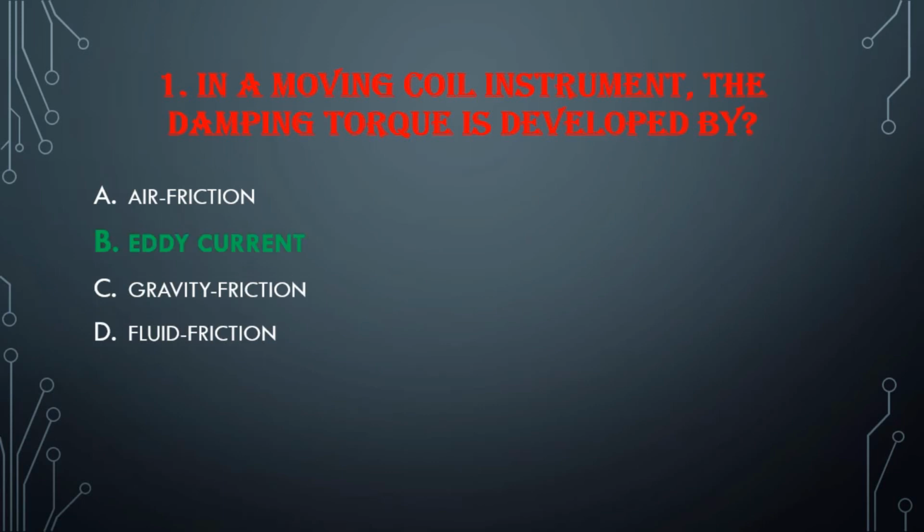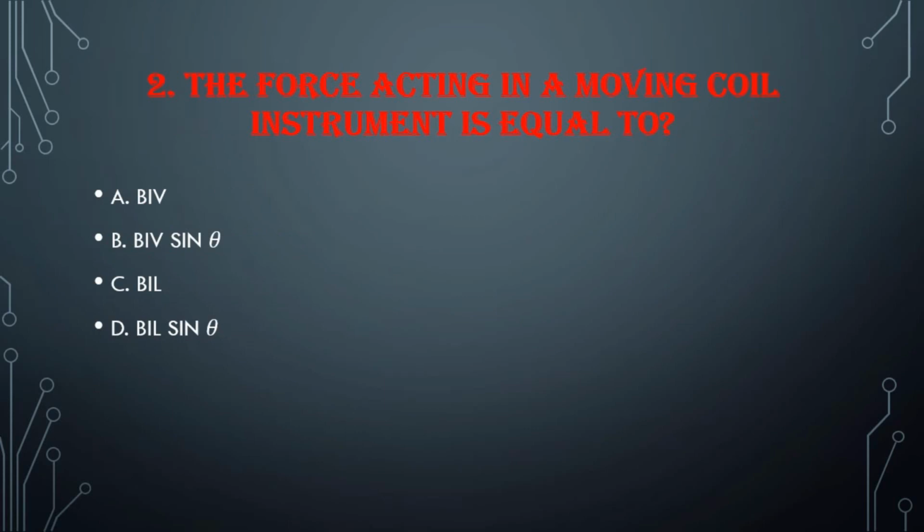The correct answer for this question, my friends, is B. Eddy current. The next question for you all, my friends, is that the force acting in a moving coil instrument is equal to. The options are A. BIV, B. BIV sine theta, C. BIL, D. BIL sine theta. And your time starts now.